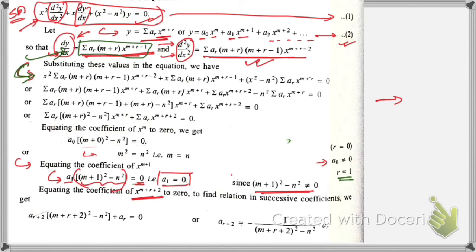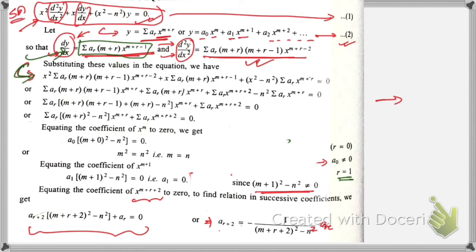Let me clean this part a little bit, and equating the coefficients we have got this result, right? Which can be written as a r plus 2 is equal to this. Here we have ar. So now let's go to the next slide.